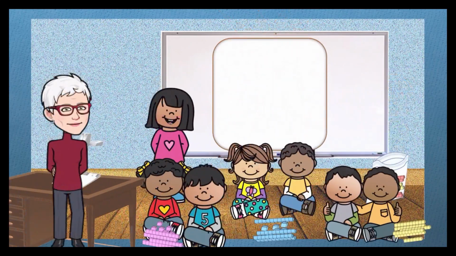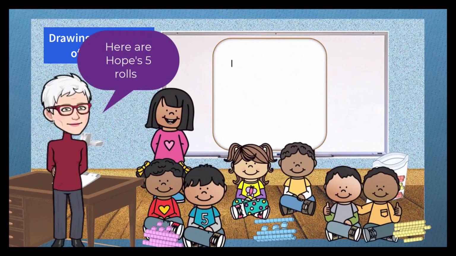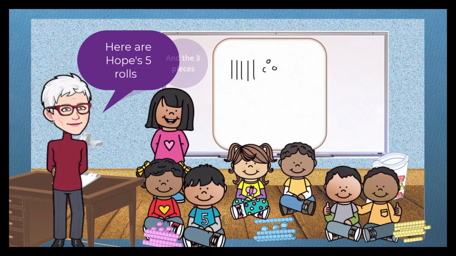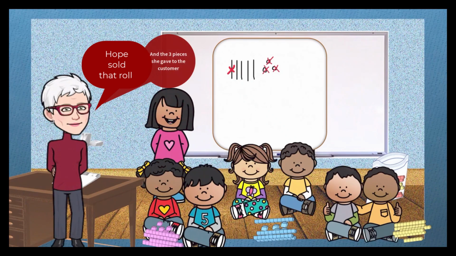These drawings are a type of notation. The teacher will talk through this notation as she writes it. First, she will explain that rather than draw a picture of a roll, she will draw a line to represent a roll. She will talk through Hope's solution as she draws 5 lines to represent the 5 rolls and then draws the 3 pieces. She will then draw an X through one roll to indicate that Hope sold that roll to the customer. And she will draw an X through each of the 3 pieces to indicate that Hope gave those to the customer.